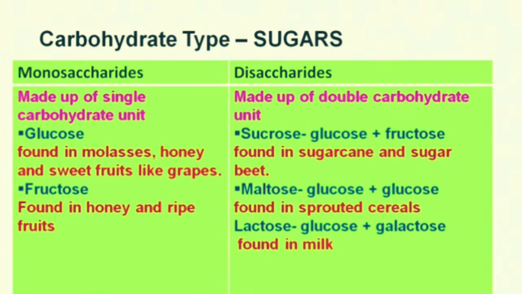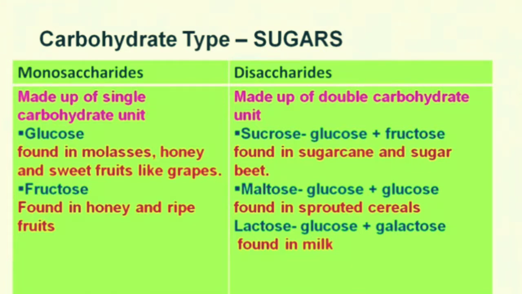Glucose is the simplest sugar which can be found in honey, molasses and fruits like grapes. Fructose is often known as a fruit sugar. It is found in ripe fruits and honey. On the other hand, we have the disaccharides. As the name suggests, di, it is made up of two carbohydrate chains. The number one disaccharide is sucrose, which is made up of one molecule of glucose and one molecule of fructose, and it is found in sugar cane and sugar beet.